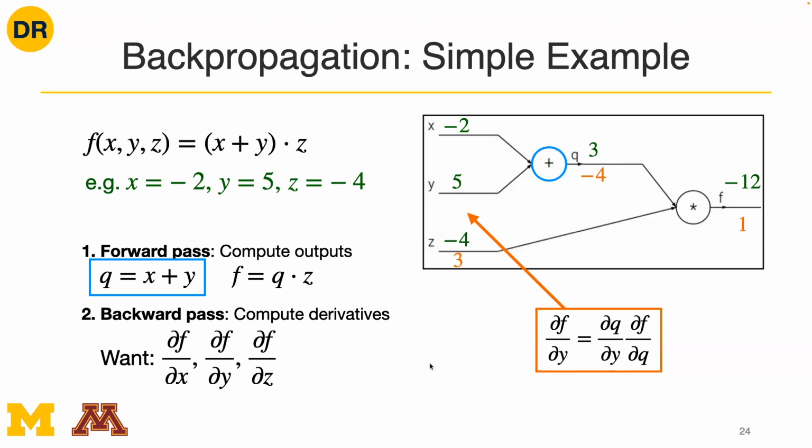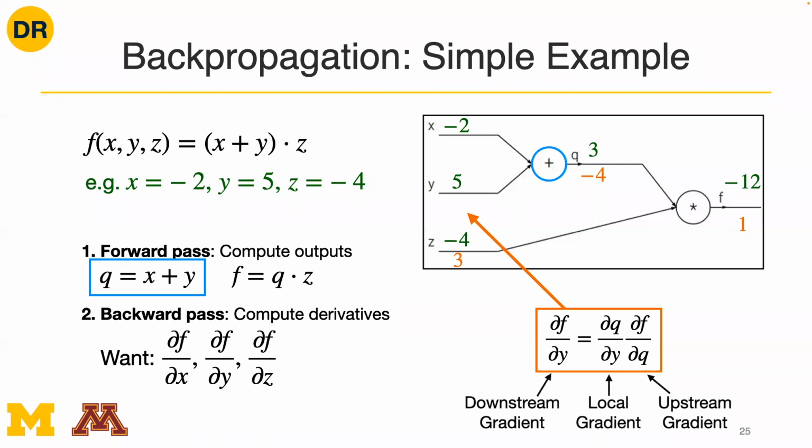One way to intuitively understand the chain rule is that the rate of change of f with respect to y is really the rate of change of f with respect to some intermediate variable q, multiplied by the rate of change of that intermediate variable q with respect to the input variable y.